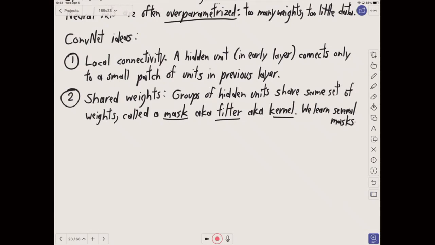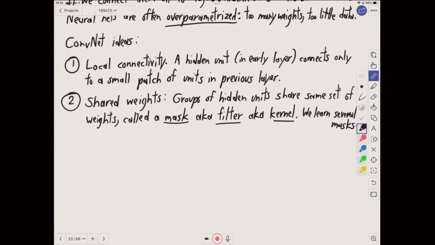So each mask is going to operate on every patch of an image. We kind of cut an image into patches, or the patches may be overlapping, but anyway, we're going to learn a certain number of masks. Each mask is going to be applied to every patch of the input image. I'll show you visually what those look like later, but for now, let's just get the concepts down. And so the number of masks times the number of patches will give you the number of hidden units in the first layer of hidden units.